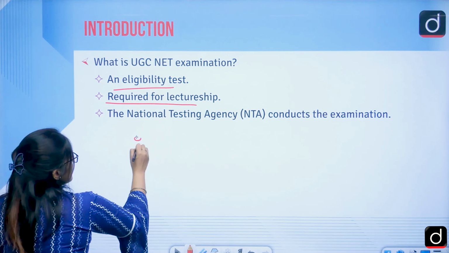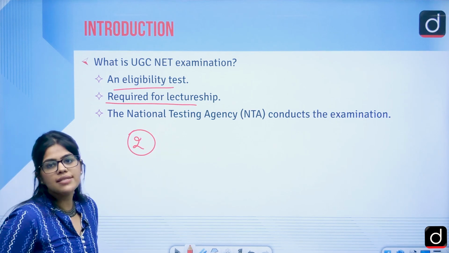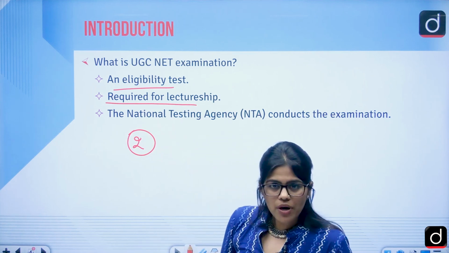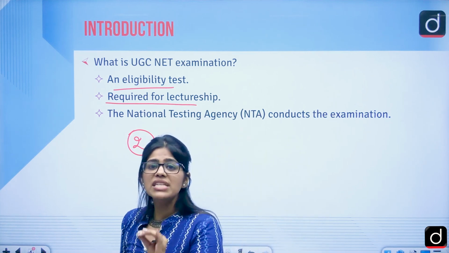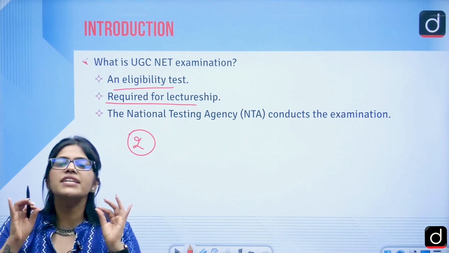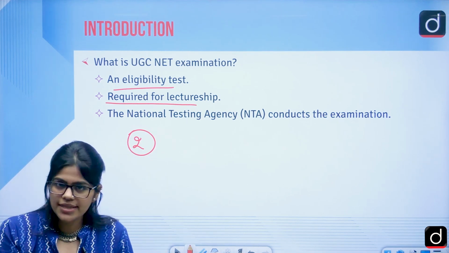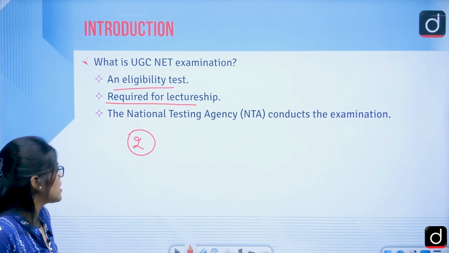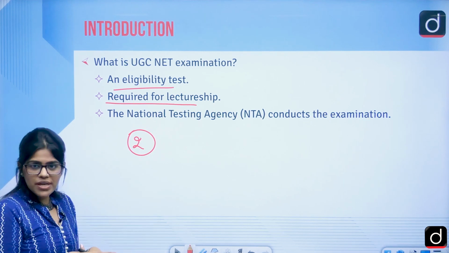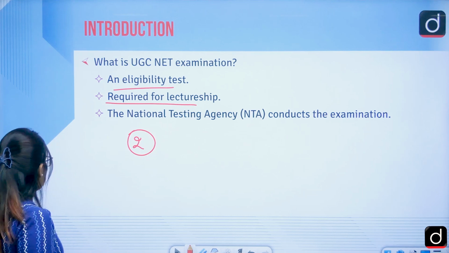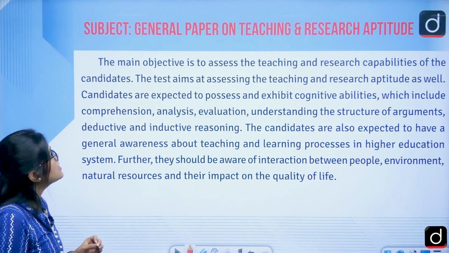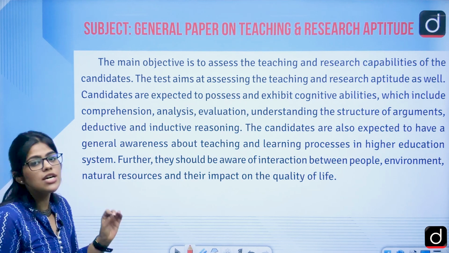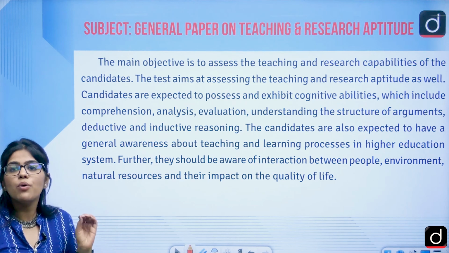Then there are two papers in UGC NET. Paper 1 is the general paper. Paper 2 is pertaining to the specific course or the specific subject that you have taken, right? That is the core paper that you have undertaken. So in this video, we'll be discussing the syllabus and how we will be studying the general paper on teaching and research aptitude. That is paper 1.